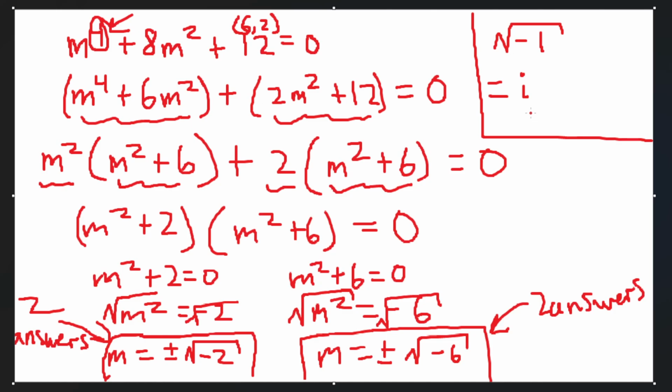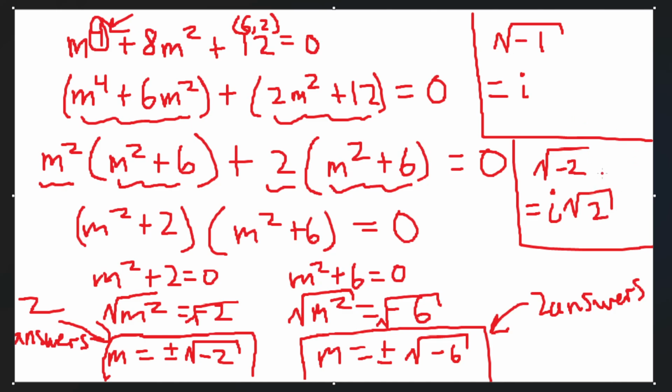So if we want to solve for the square root of negative 2, that would just be i times the square root of 2, because the square root of negative 1 is i. So this would just be i times the square root of 2.